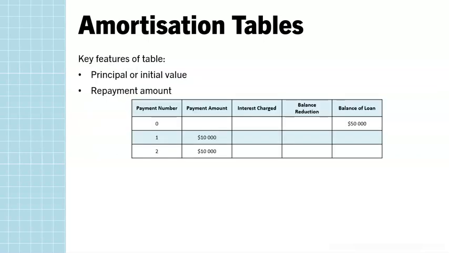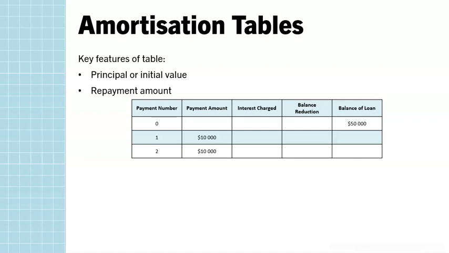The amortisation tables have a couple of key features as well. So generally speaking, when we're talking about a loan, they are set up in this way. So across our headings, across the top of those columns, we generally list the payment number. Then we talk about the payment amount, the interest charged, the balance reduction, and then finally, what is the current balance of the loan for that payment.